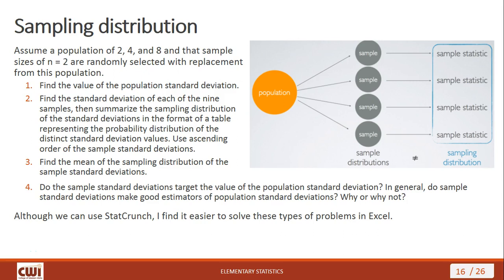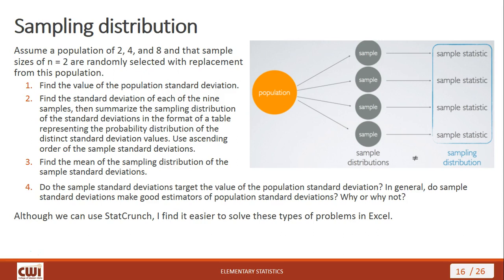First, we're asked to find the value of the population standard deviation. Then we're asked to find the standard deviation for each of the 9 samples, summarizing the sample distribution of the standard deviations in the format of a table, representing the probability distribution of the distinct standard deviation values. Use ascending order of the sample standard deviations.